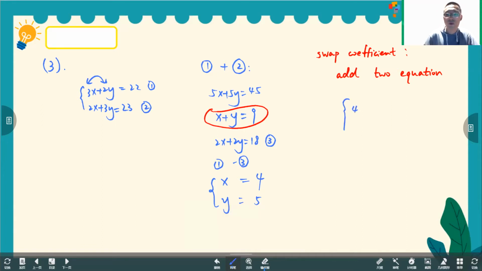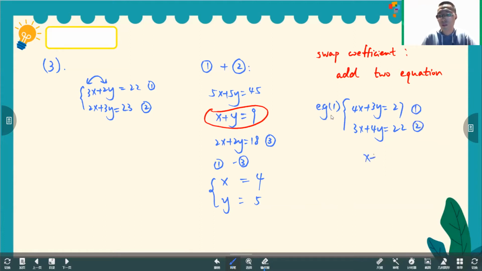So I have 4x plus 3y equals to 27. And then 3x plus 4y is 22. This is an example question. This is equation 1. This is equation 2. How do I want to know what is 1x plus y? Yeah, can everyone give me the answer in 1 minute? Should be easy, should be easy. Do it quickly.